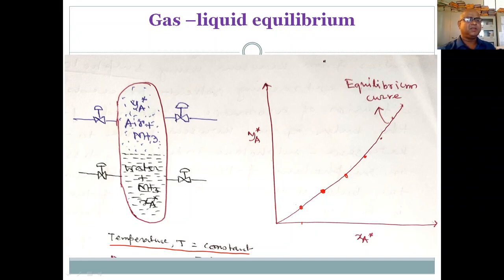So in this way you can make one equilibrium curve, y star versus x star, at constant conditions. Either you can do it through experiment, or, as you have also studied, there are some models. If you know the x concentration, then it is possible to find the y concentration.